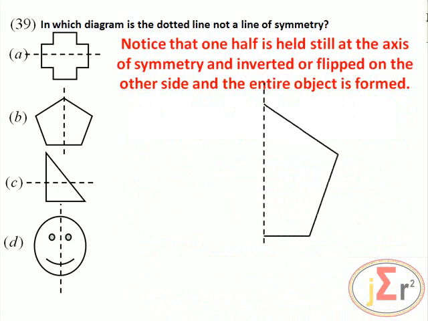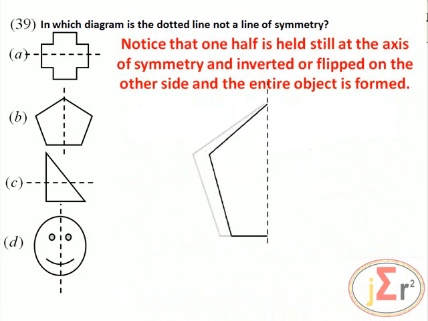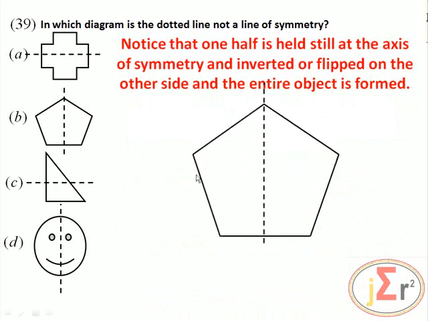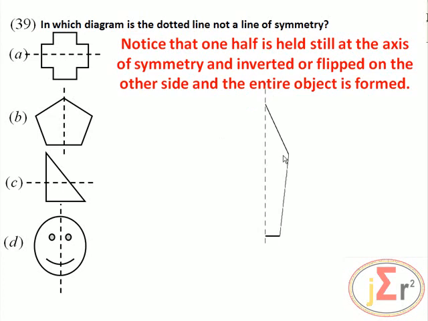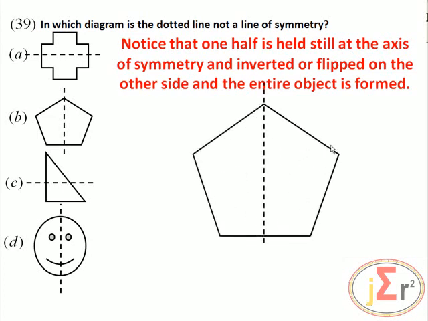Notice that one half is held still, which is this half that we have here. And when we reflect or flip it in the line that we have here, the other half is generated. So let's do it again. We keep this still right here, and then we bring it to the other side, and the other half is generated. So we know that this line represents a line of symmetry.